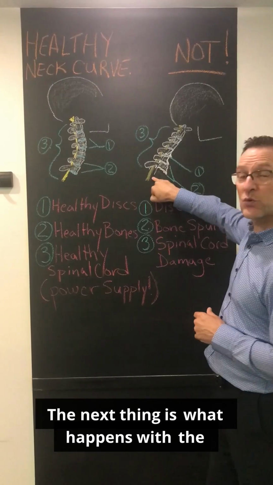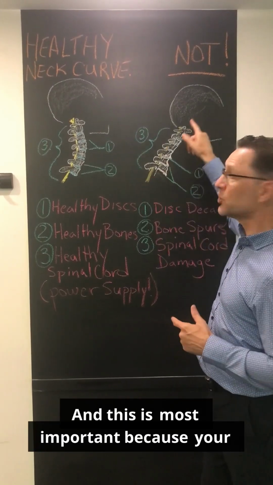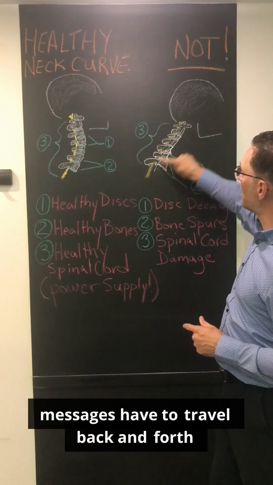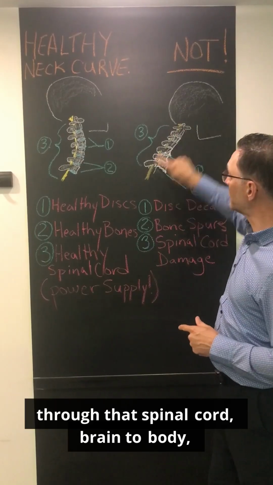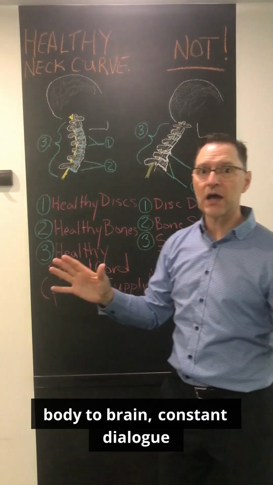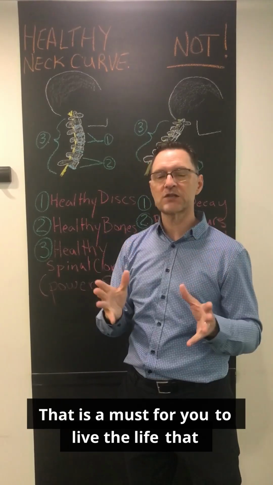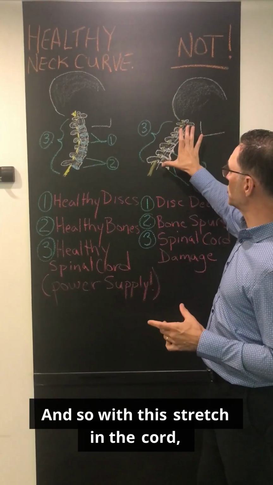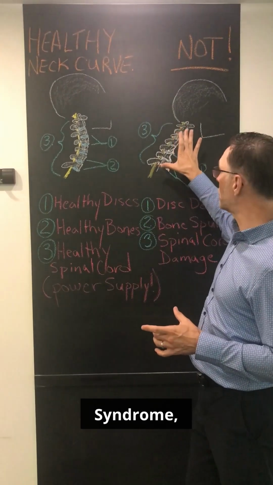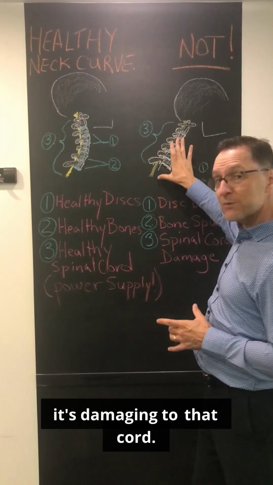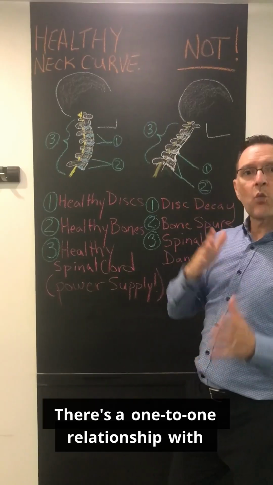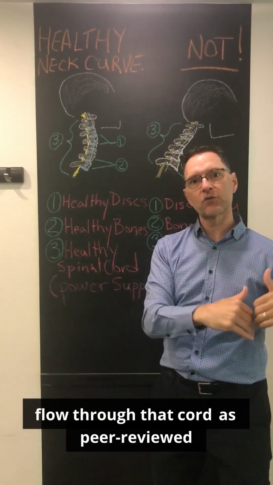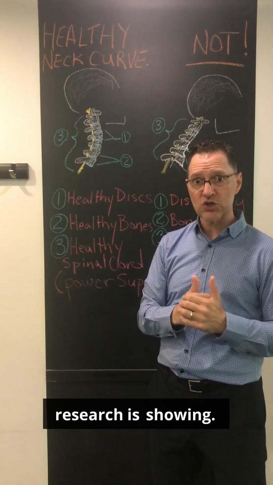The next thing is what happens with the spinal cord, and this is most important, because your life-giving messages, your function-giving messages have to travel back and forth through that spinal cord, brain to body, body to brain, constant dialogue happening. That is a must for you to live the life that you were designed to live. And so with this stretch in the cord, something called tethered cord syndrome, it's damaging to that cord. There's a one-to-one relationship with head forward posture and decreased nerve flow through that cord, as peer-reviewed research is showing.